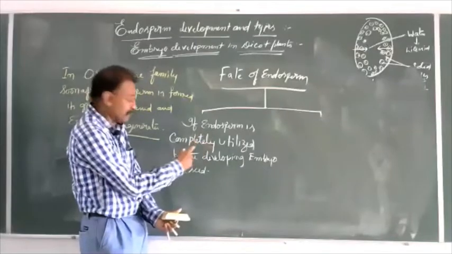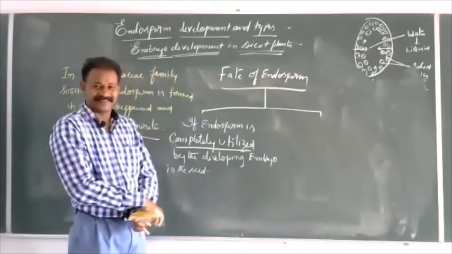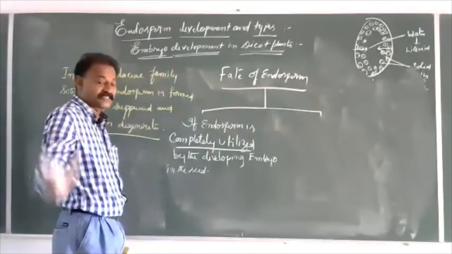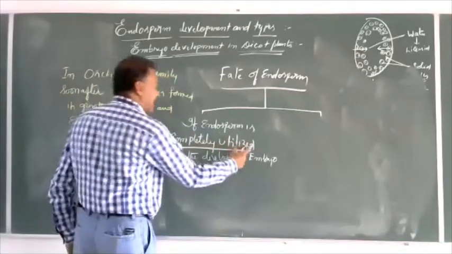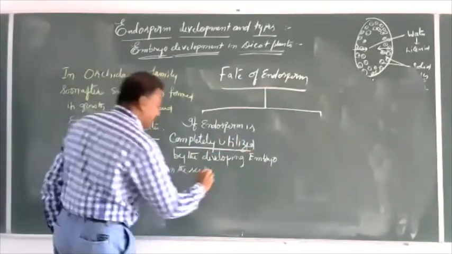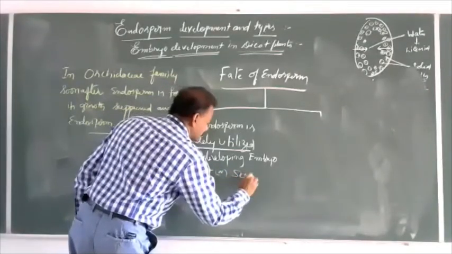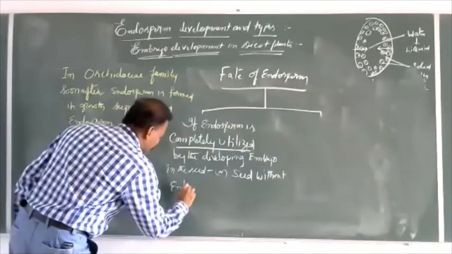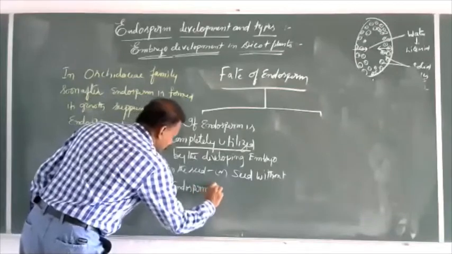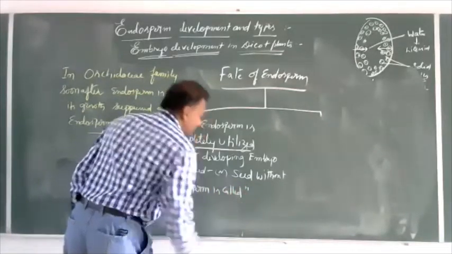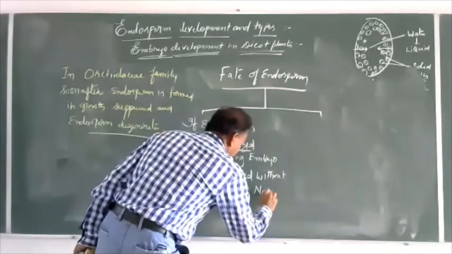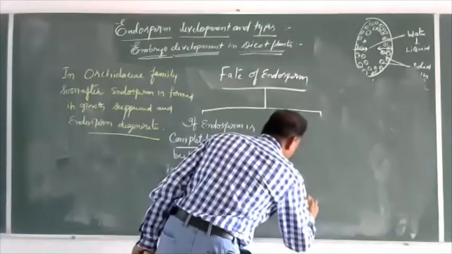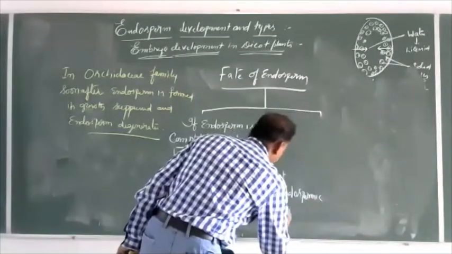Why is endosperm not there? Because it is completely utilized. A seed without endosperm is called a non-endospermic seed. If endosperm is completely utilized by the developing embryo in the seed, or a seed without endosperm, it is called a non-endospermic seed.